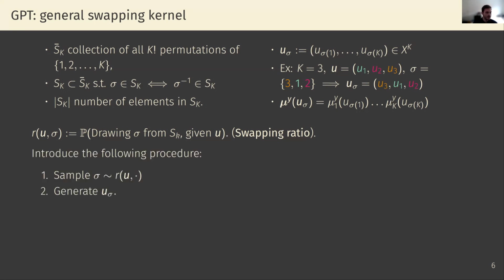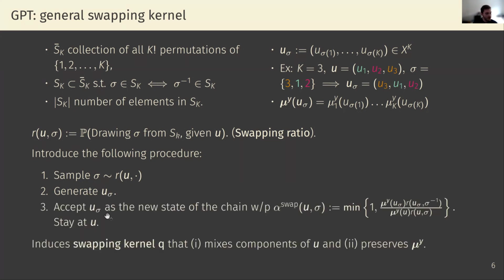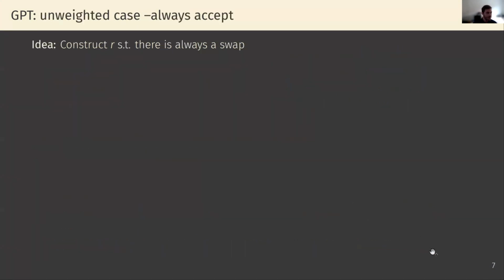And given this, we can introduce the following procedure. We sample a permutation sigma from this kernel R_u. We generate a permuted state u_sigma, and then we accept u_sigma as the new state of the chain with a probability alpha swap, which is given by the usual Metropolis-Hastings accept-reject probability. Otherwise, if we don't accept that swap, we stay at u. Okay, so by considering these three steps, we induce a swapping kernel Q that both mixes the components of the state u while at the same time preserving this distribution mu_y.